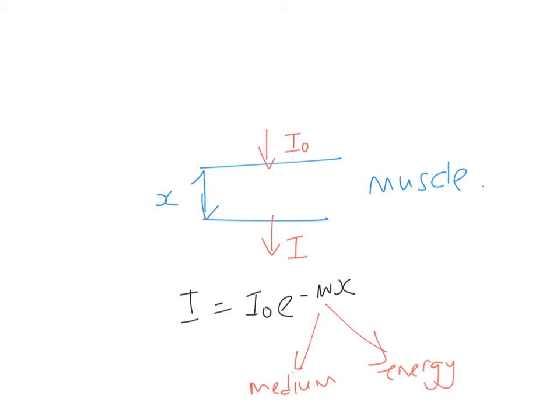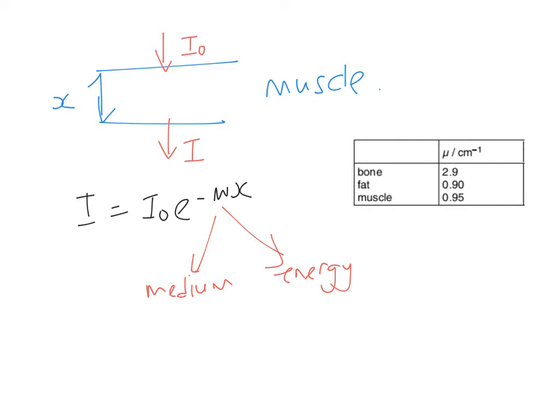So what they will usually do is they will tell you, for this particular energy of X-ray, the value of mu of muscle is this, the value of mu for fat is this, the value of mu for bone is this. So if you fix the energy of the X-ray, then you can say what is the value of mu for a certain medium. For example, this was given in one of your past years. They gave you some examples of the value of mu.